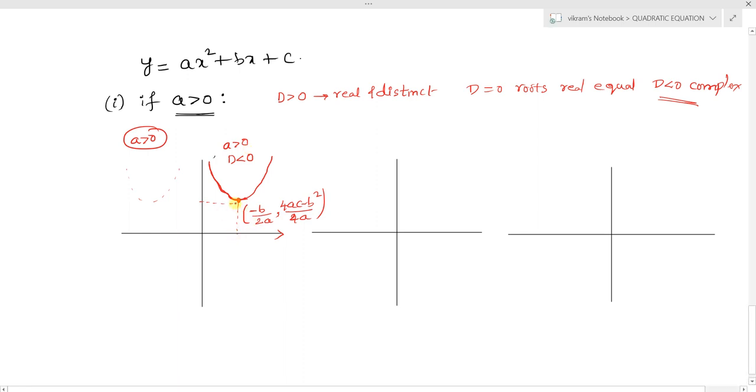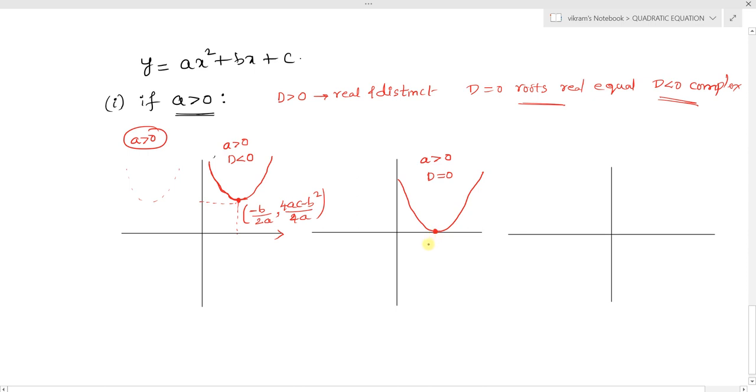Now if the roots are equal, this parabola touches the real axis, the x axis. Then we can draw this parabola in this manner. The condition is a greater than 0 and discriminant equals to 0.